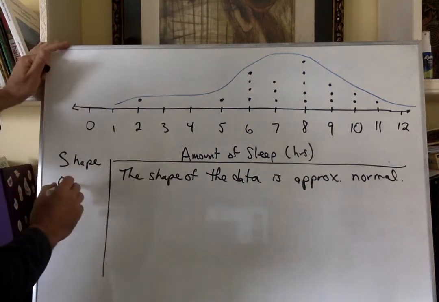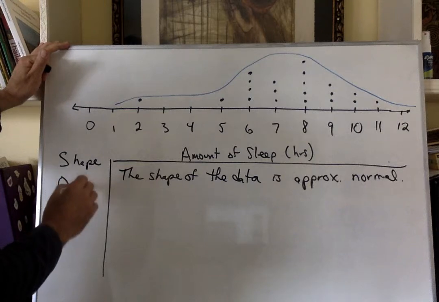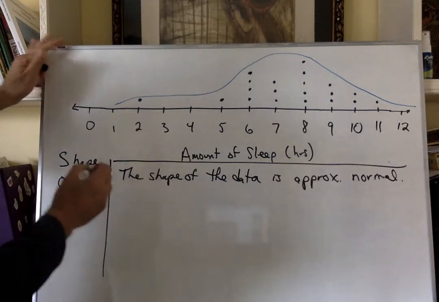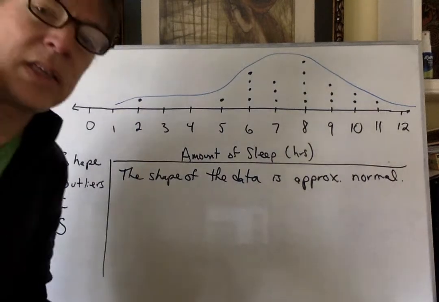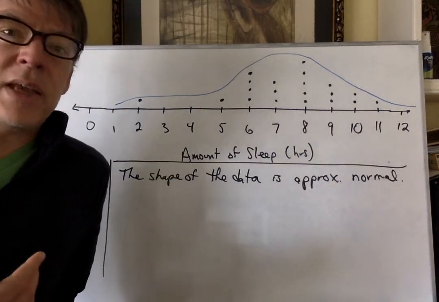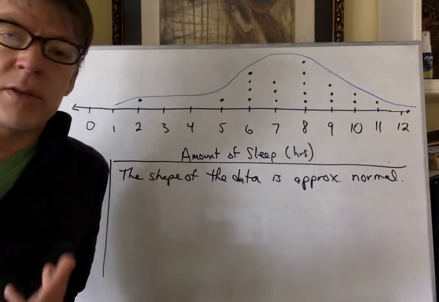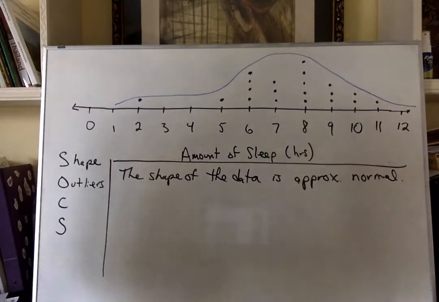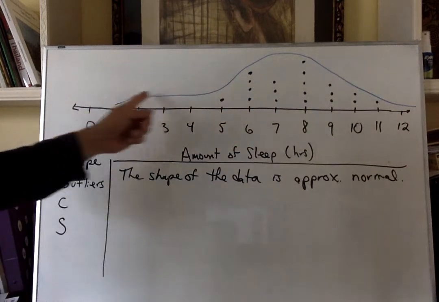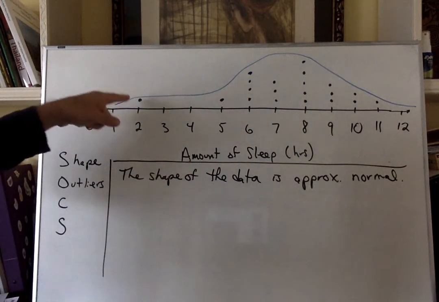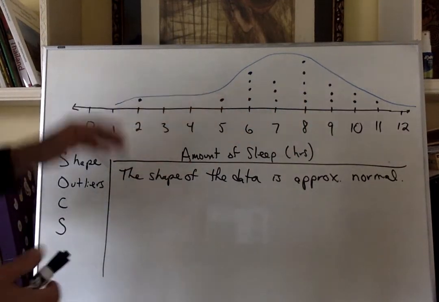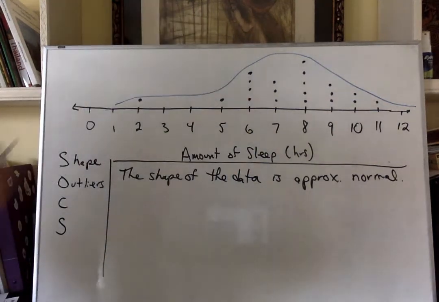The O here stands for outliers. Are there any outliers? Well, you might be able to guess what an outlier is. It's basically some data that's far away, that lies out from all the rest of them. So when we're looking at this data here, the one that sticks out to me is that 2. That 2 is an outlier. It's far away from the rest of the data.